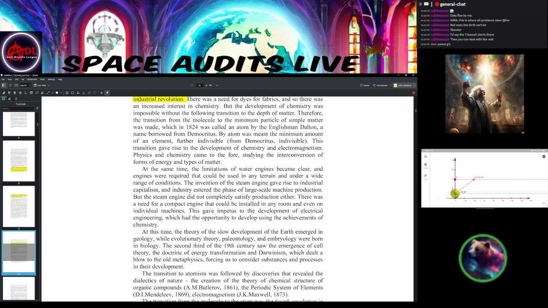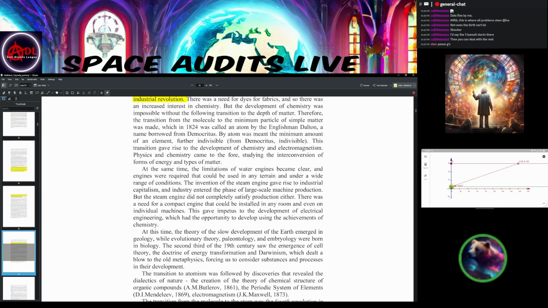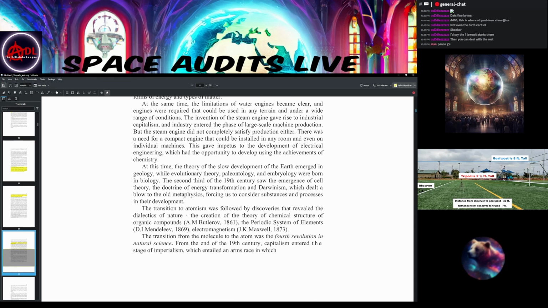But the steam engine did not completely satisfy production either. There was a need for a compact engine that would be installed in any room and even on individual machines. This gave impetus to the development of electrical engineering, which had an opportunity to develop using achievements of chemistry.